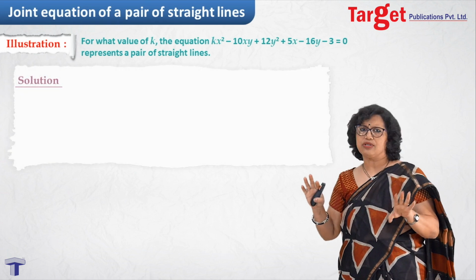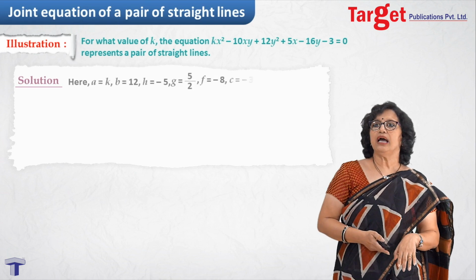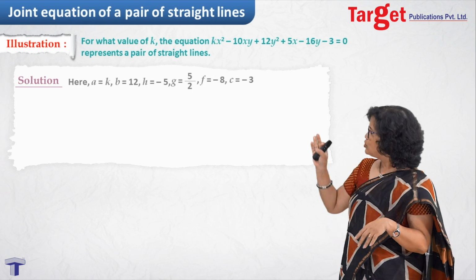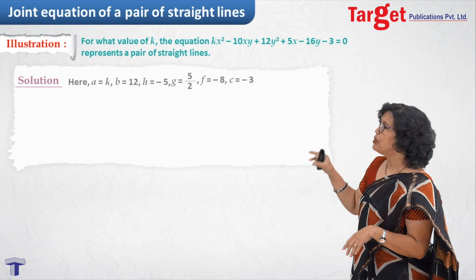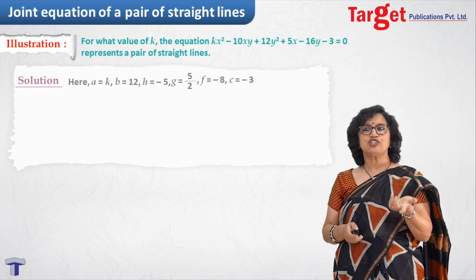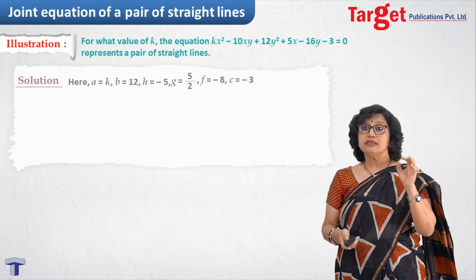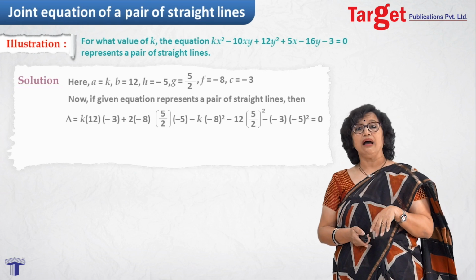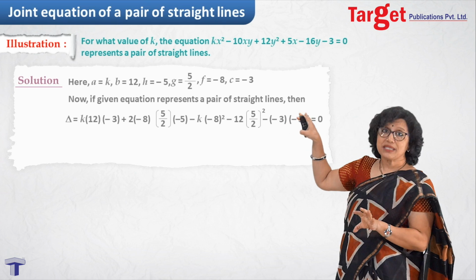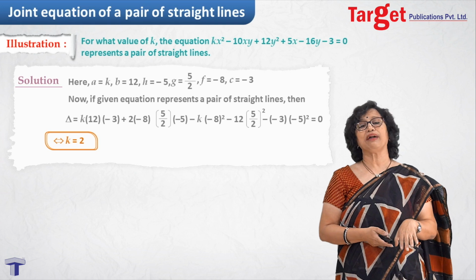Now, I am not taking this as a multiple option question. Let us just find k straight away. What is the coefficient of x square, which we have named as a? That is nothing but k here. The 2hxy term is minus 10, so 2h is minus 10, so h is minus 5. g, f, c can all be written. Substitute all that in delta. Finally, if this given equation has to represent a pair of straight lines, then delta will have to be 0, and use this condition to finally evaluate k.